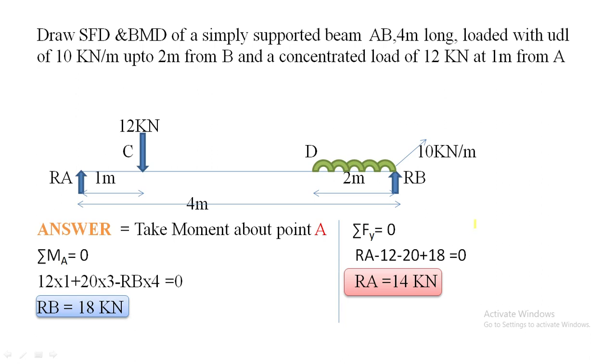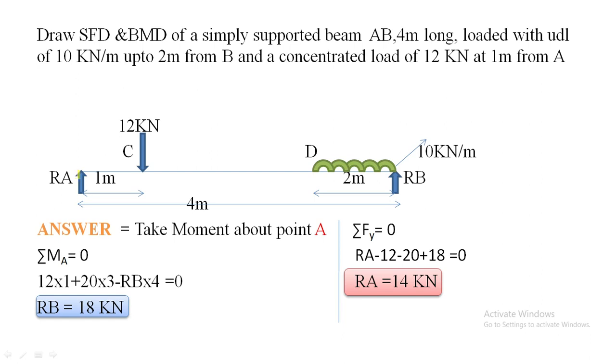Hello everyone. In today's lecture, we will see the two problems of simply supported beam. In that, the first problem is to draw SFD and BMD, meaning shear force diagram and bending moment diagram, of a simply supported beam AB, 4 meter long, loaded with UDL of 10 kilonewton per meter up to 2 meter from B and a concentrated load of 12 kilonewton at 1 meter from A. So you have to draw shear force diagram and bending moment diagram.